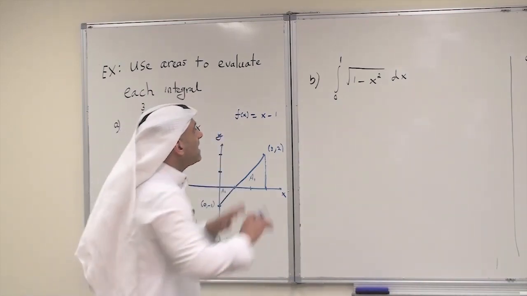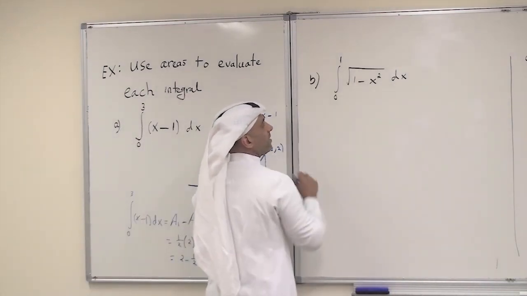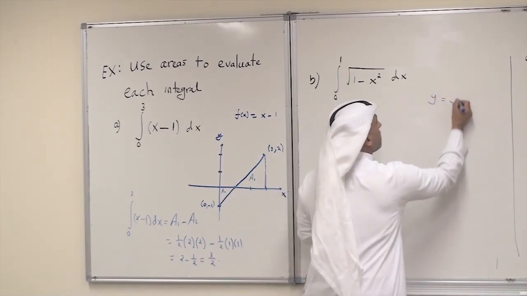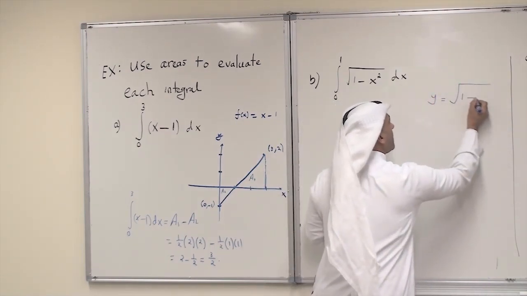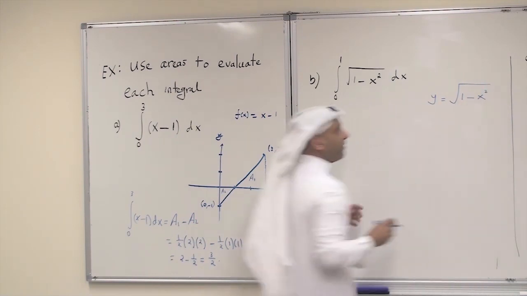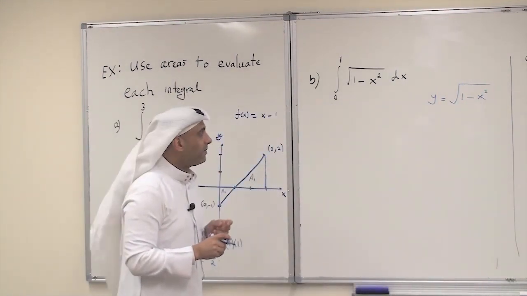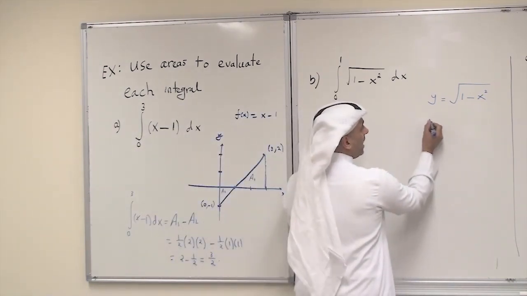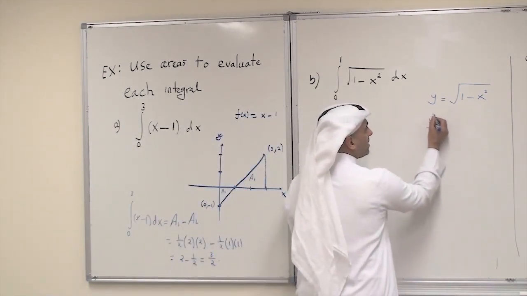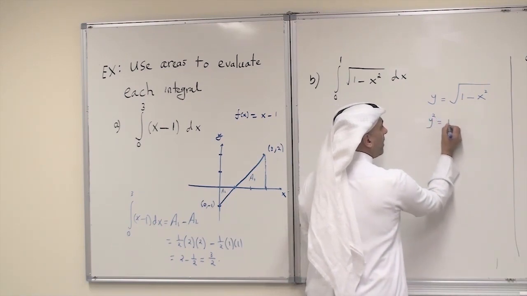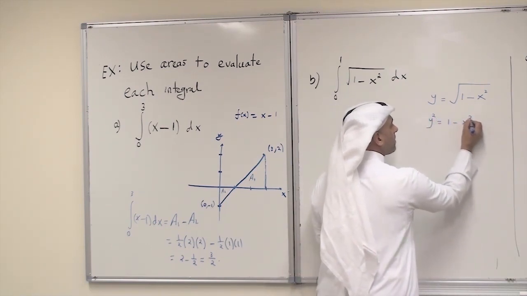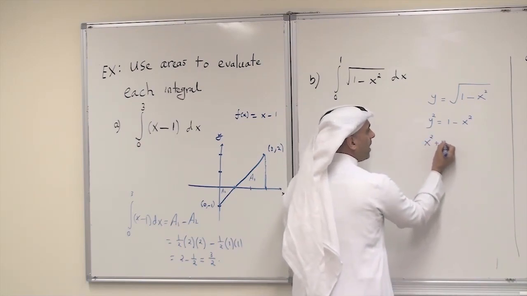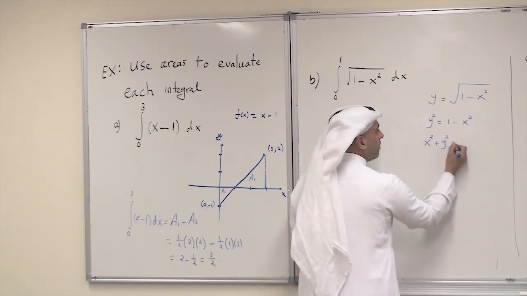So, what is the representation of this function in terms of areas? What is the function we have? We have y equal to the square root of 1 minus x squared. That's the integrand we need to evaluate, its integral from 0 to 1. If you need to get an idea about the shape, let us square both sides. So we have y squared equal to 1 minus x squared. So x squared plus y squared will be equal to 1.